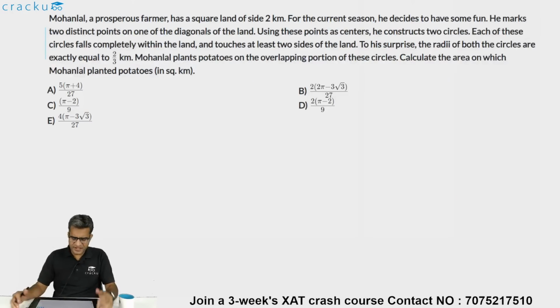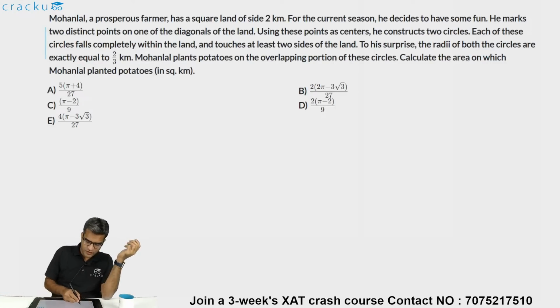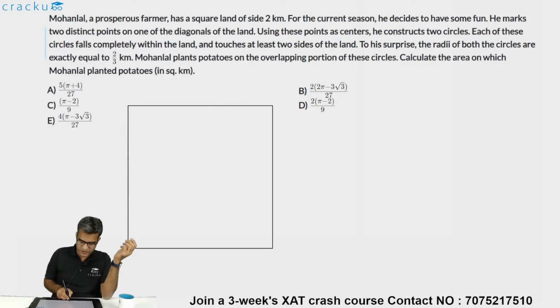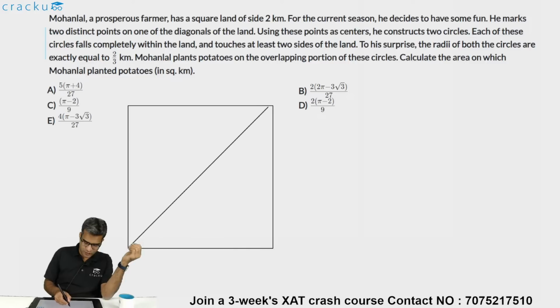Okay. In this question, we are told that there is one guy called Mohanlal who is a prosperous farmer. He had a square land of side 2 kilometers. So let us assume that this is a square. In the current season, he decides to have some fun. He marks 2 distinct points on one of the diagonals of the land. So let us draw the diagonal. This is the diagonal and 2 points were marked on it.